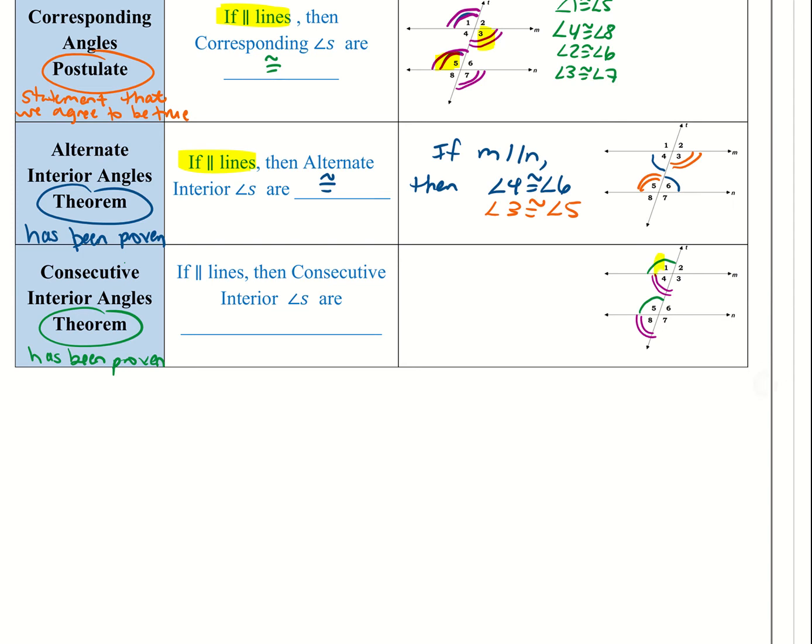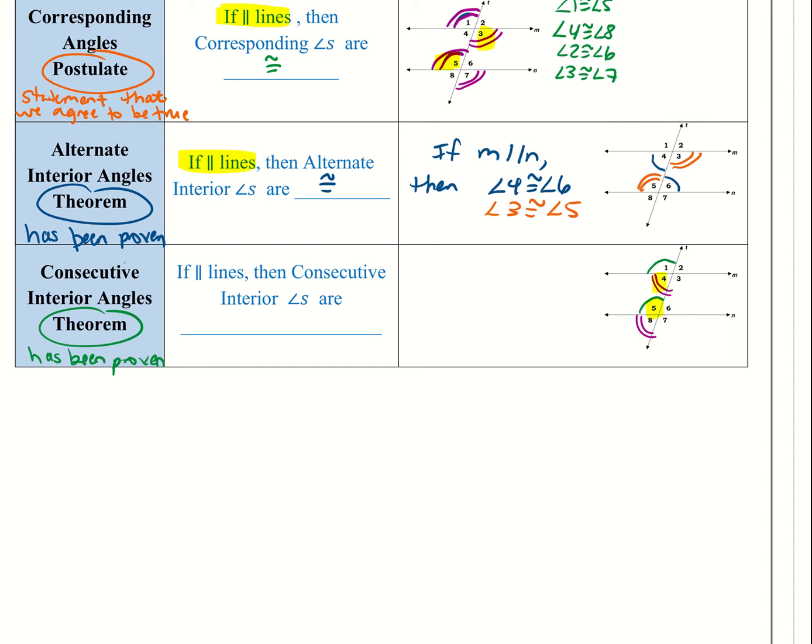If we look at 1 and 4, hopefully you can see the linear pair, and you can see that those add up to 180. Same thing with 5 and 8. Now look at the markings. One green one and one purple one would have to add up to 180. And if I start looking at my consecutive interior angles, well, I've got one green one and one purple one. Those would also have to add up to 180.